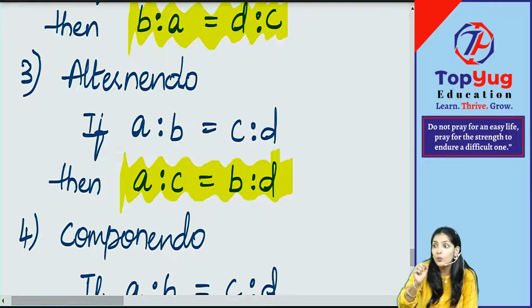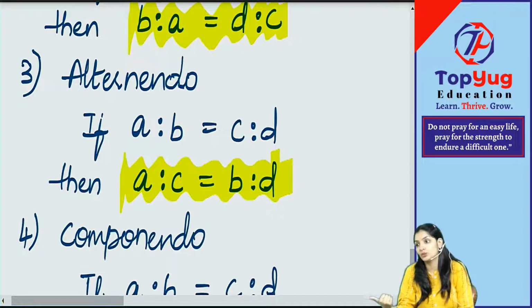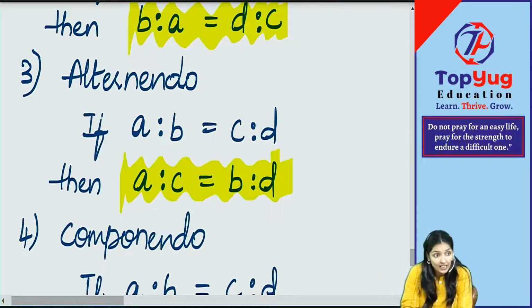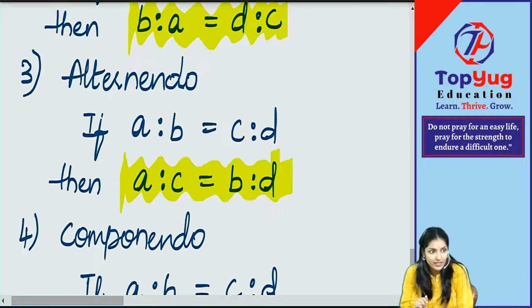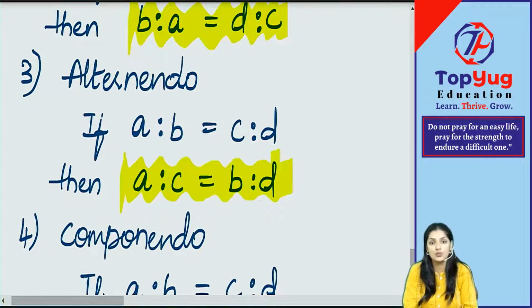In alternando, what happens is that only one term is replaced with the other term of the second ratio. Means the second term of the first ratio is replaced with the first term of the second ratio. A is to B is equal to C is to D we write. In alternando we write A is to C equal to B to D. Alternate, only one term changing.